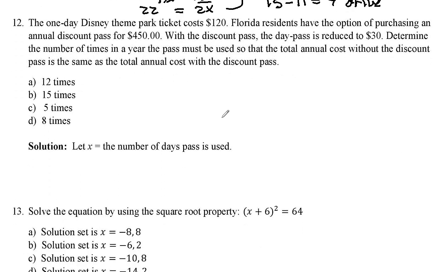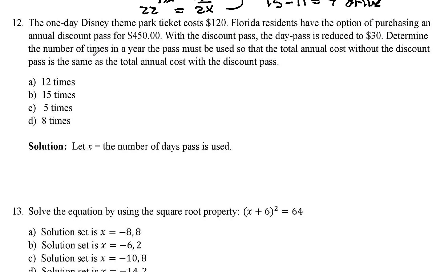And let's see, number 12, a one-day Disney theme park ticket costs $120. And Florida residents have an option of purchasing an annual discount pass for $450. And then with the discount pass, the day pass is reduced to $30. So you buy, $450. You can use it as many times as you want in a year, and instead of paying $120 each time, you pay $30 each time.